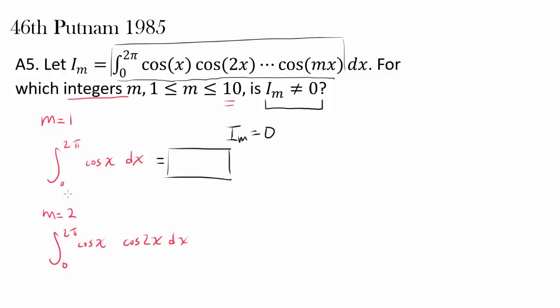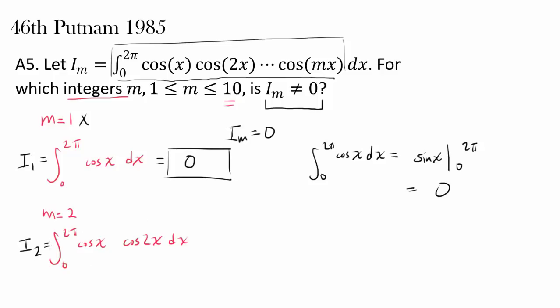So what is the integral from 0 to 2 pi of cosine of x? Let's just evaluate it for the sake of it. That's 0, because the antiderivative of cosine is sine, so sine of x from 0 to 2 pi, and we know sine of 2 pi is 0, sine of 0 is 0, so this integral is 0. So m equal to 1 does not satisfy our constraint. I sub m is equal to 0 in this case, so that's I sub 1. How about I sub 2?